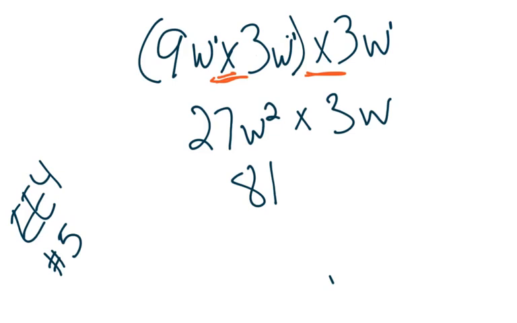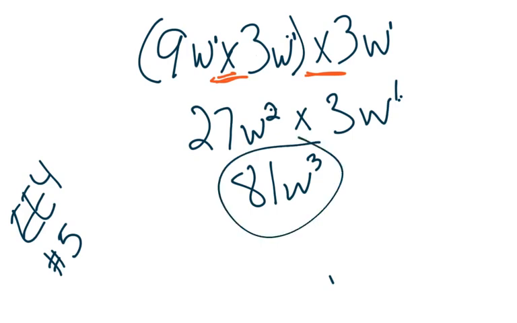Then I keep my W, but I'm going to add the exponent. So 2 plus 1 is 3. So that's my final answer, okay? So we did that one together in class. So I'm going to go to the next one.